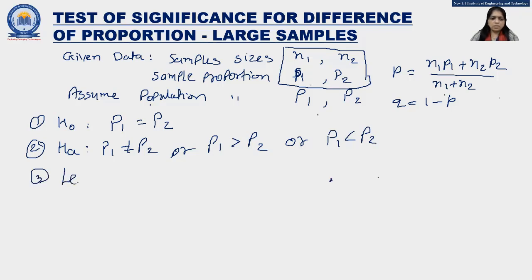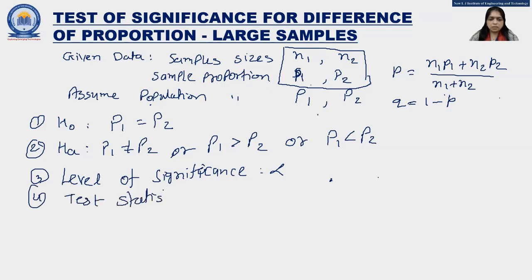Third one, level of significance alpha, that is given. Fourth one is the test statistic, and for the test statistic, formula is Z equal to P1 minus P2, these are the sample proportions, upon square root of PQ times 1 upon N1 plus 1 upon N2.